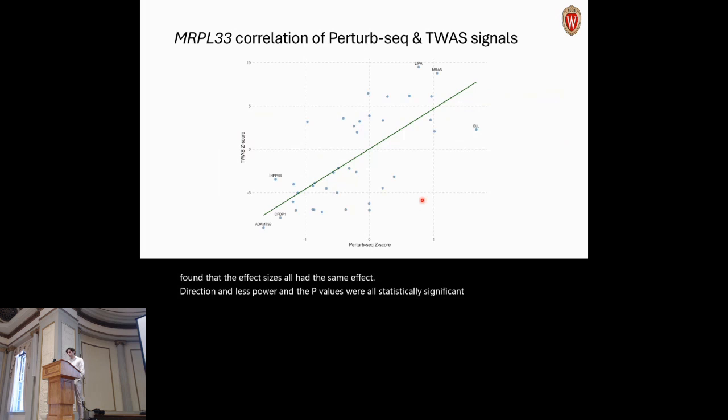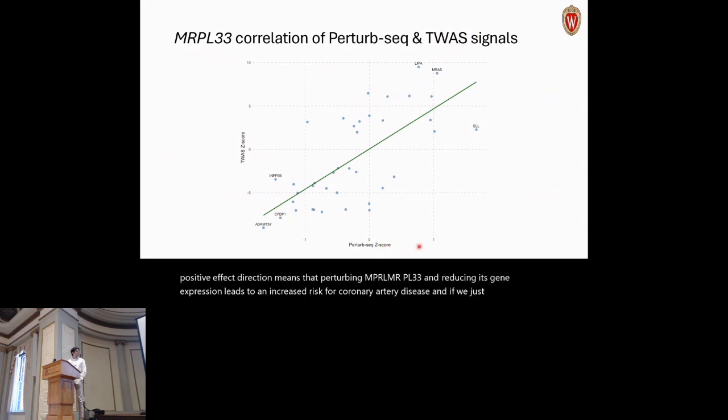Here's an example of the gene with the lowest p-value, and shows the correlation between Perturb-seq and TWAS signals after we filtered for the downstream genes using ABC and TWAS p-value cutoff. So this positive effect direction means that perturbing MRPL33 and reducing its gene expression leads to an increased risk for coronary artery disease. And if we just take MRAS as an example, a positive TWAS score means that an increase in its gene expression will lead to a higher risk for coronary artery disease.